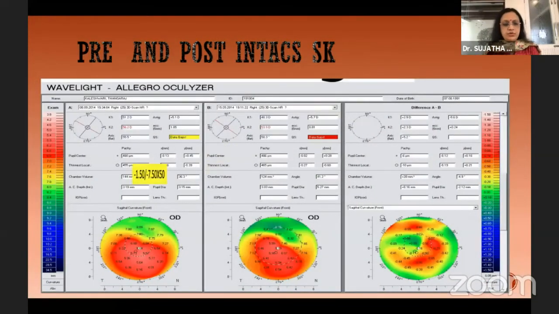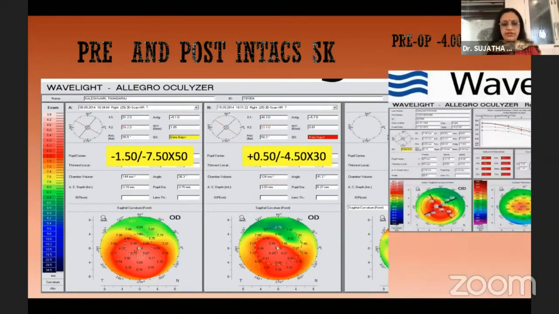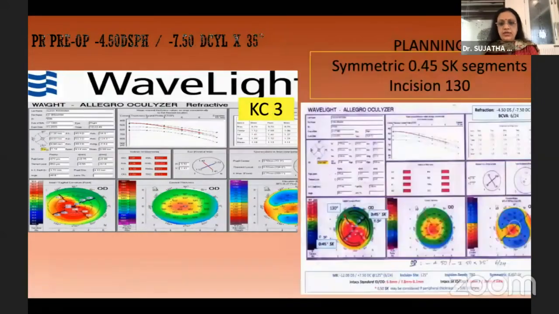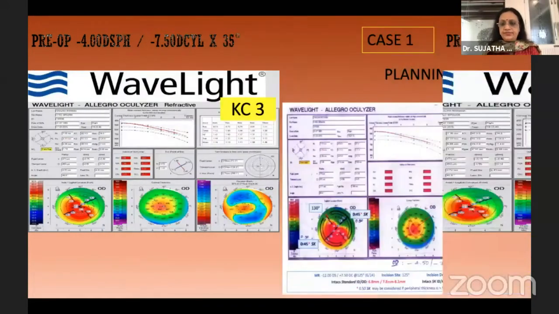So this is a pre and post-op intacts with minus 7.5. You have gone down to minus 4.5. This is again a patient who had a keratoconus grade 3. And you can see the planning. I'll just go back a little.